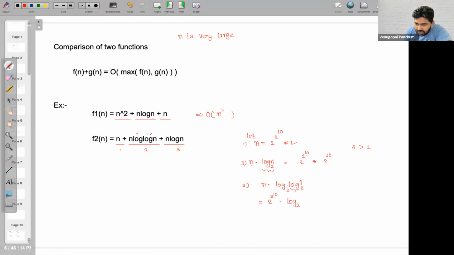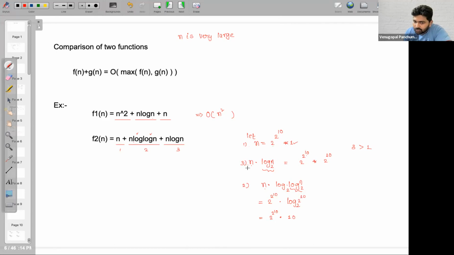What is the value of this log n, friends? You know already, that is already present here. 2 power 10. Once you take a log, for that, if you apply one more log, what is this value going to become? This is 2 power 10, which means 2 power 1024 into 10 into 10.